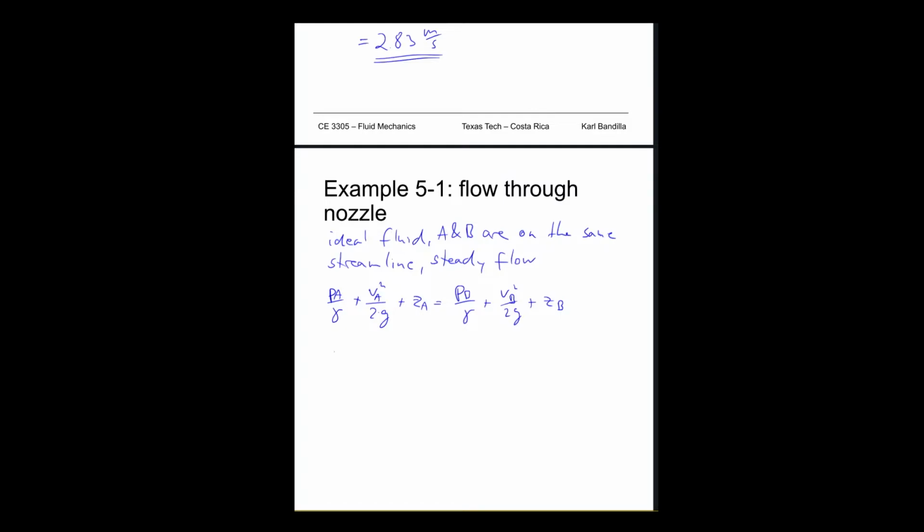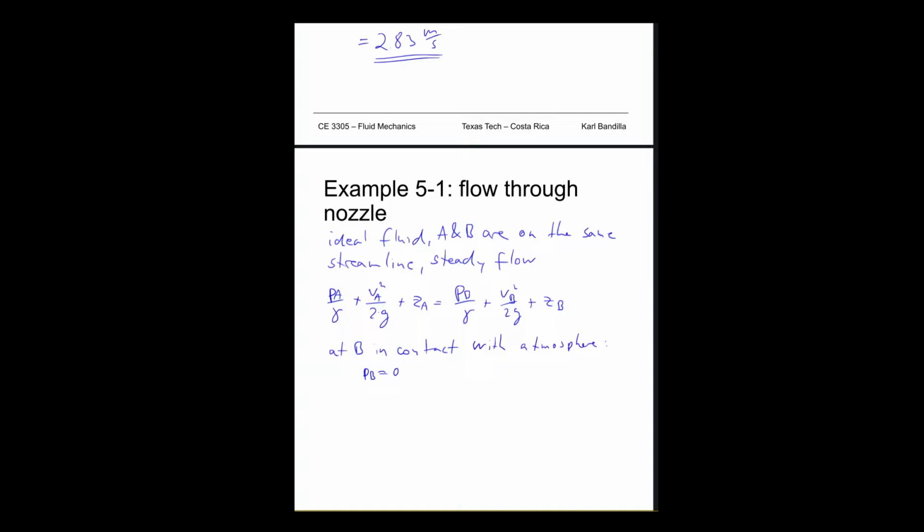So we can say at B in contact with atmosphere. That means we know that our PB is going to be atmospheric pressure. So in our case, if we're doing gauge pressure, it's going to be 0. So we know PB is equal to 0.